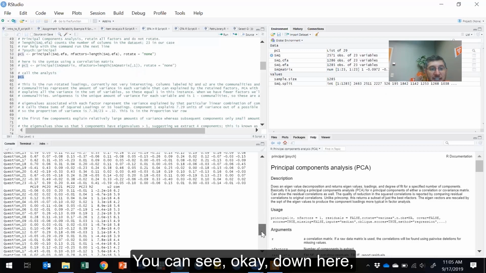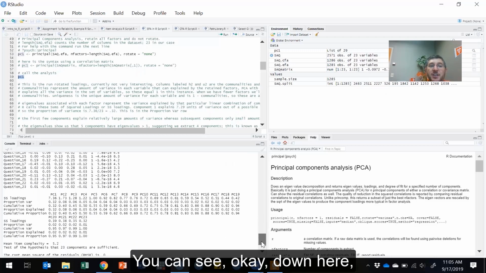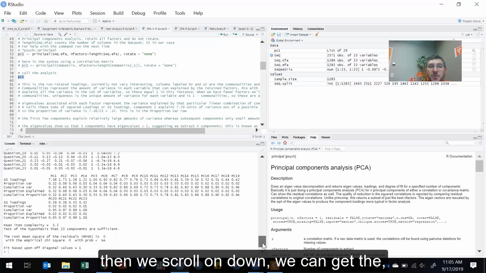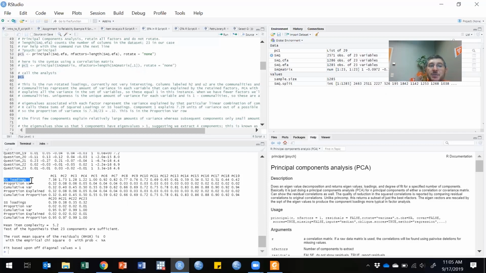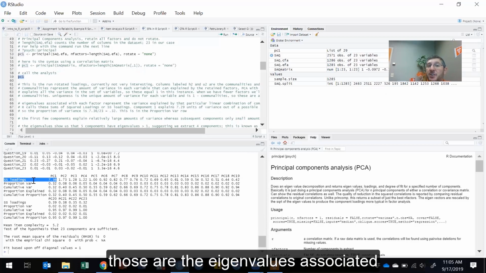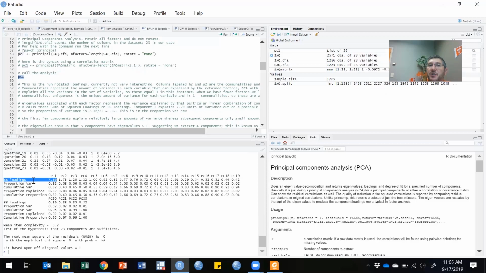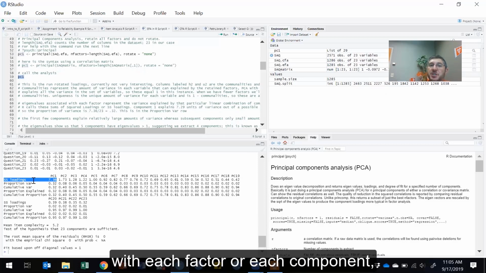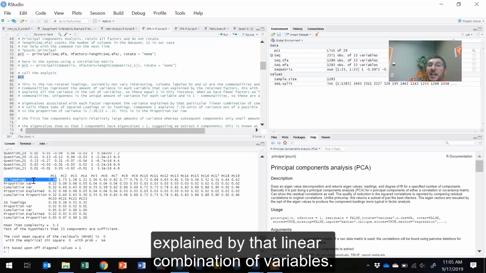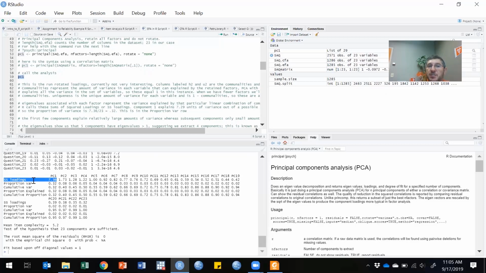You can see, okay, down here, first we have our table of our factor loadings. Then we scroll on down. We can get what are here labeled as sums of square loadings. Those are the eigenvalues associated with each factor or each component. And this basically represents the variance explained by that linear combination of variables.